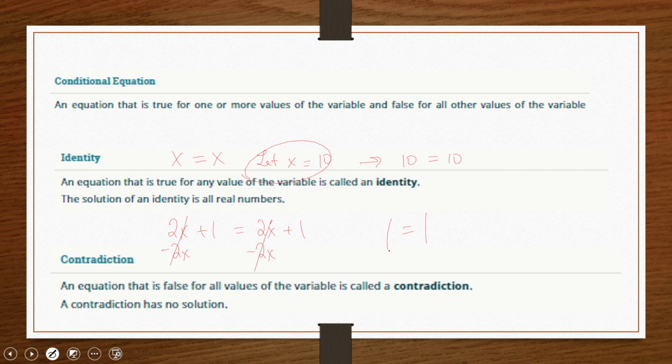And in fact, if I end up with a true statement and my variable disappearing, I can be sure that I've shown algebraically at least that I have an identity equation.